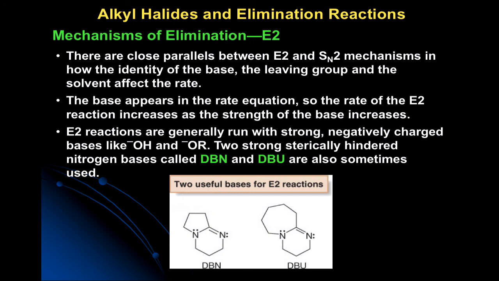I don't care if you know their real names, okay? D stands for diaza, B stands for bicyclo, N, nonane, and U, undecane. DBN, DBU, okay? And all you need to know is that these are highly soluble in organic solvents. They are non-nucleophilic, and they favor elimination chemistry. Now, I've got a nitrogen atom here with a lone pair of electrons, and I've got a nitrogen atom here with a lone pair of electrons on both of them.